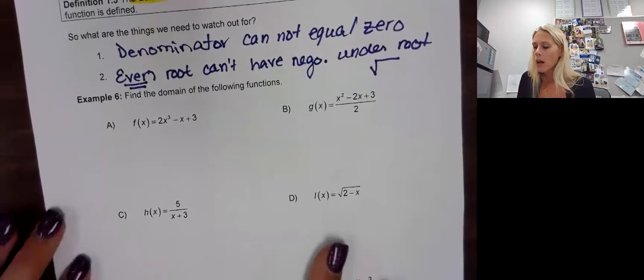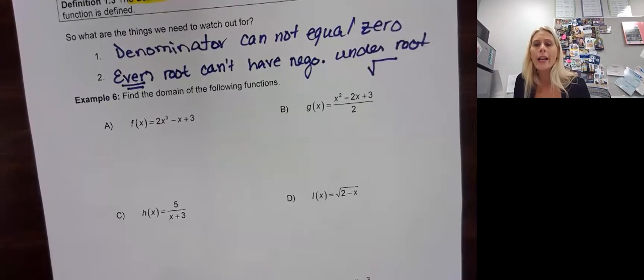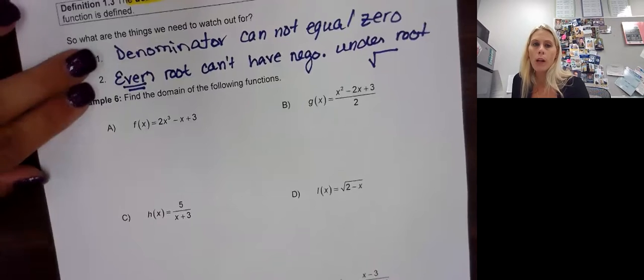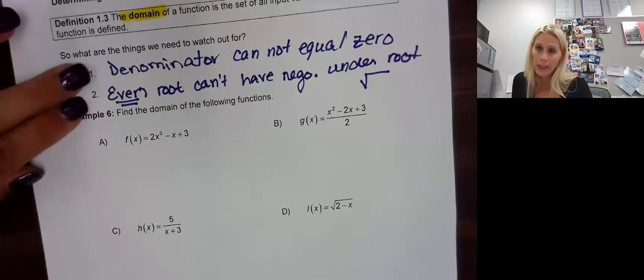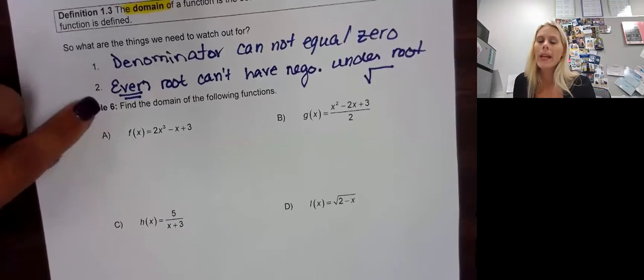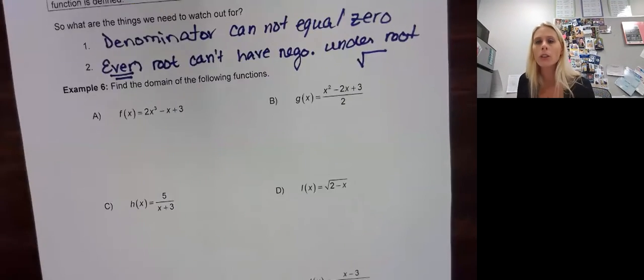Okay? All right, so anytime you look at a function, you need to determine if one of these two things are in play. If they are not in play, it's automatically negative infinity to infinity. If one of them is in play, then we have to do some calculations. And we're going to do that through these examples, okay?